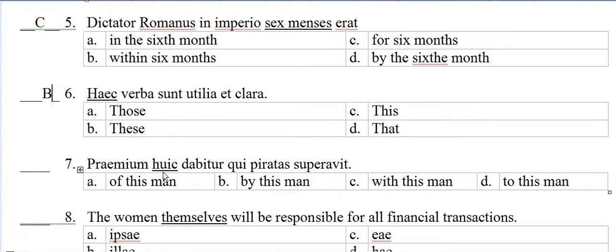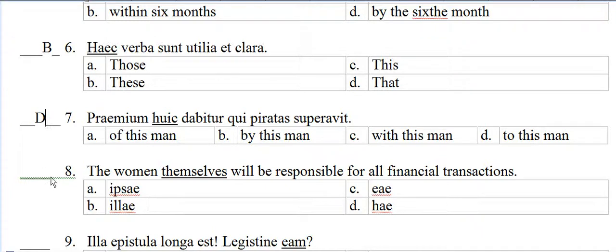Huic, recognizing case usage, that huic is the dative form of hic, haec, hoc. And the correct way to translate a dative is with the preposition "to" in English. That'd be "to this man." The women themselves, this is an intensive, and so you have to know which one of these is the correct use of "themselves." It's vocabulary, and that'd be a form of ipse, which would be A.